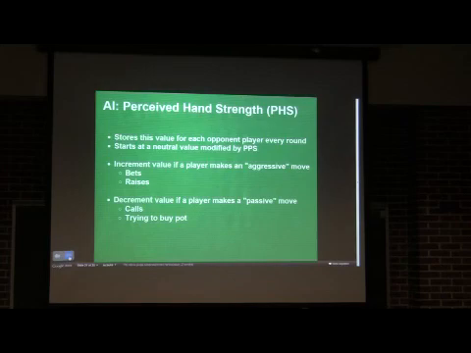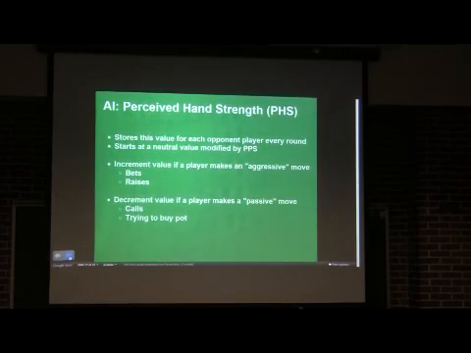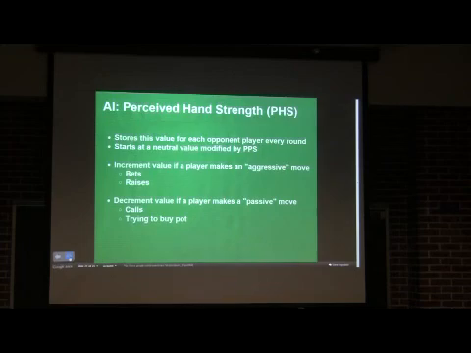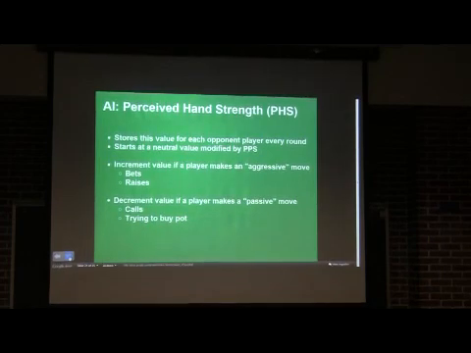So we're going to increment that value if a player makes an aggressive move. For instance, if they bet or if they raise after someone previous to them has bet, then we can assume they probably have a fairly strong hand, so we're going to increment this value. And we're also going to decrement this value if the player makes a passive move. That includes calling if the bet isn't all that big, and trying to buy the pot.